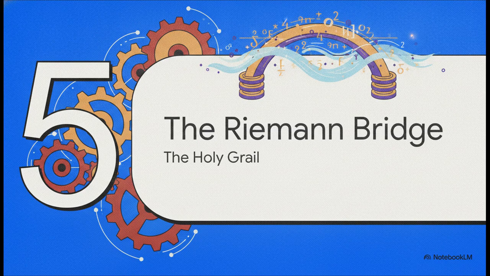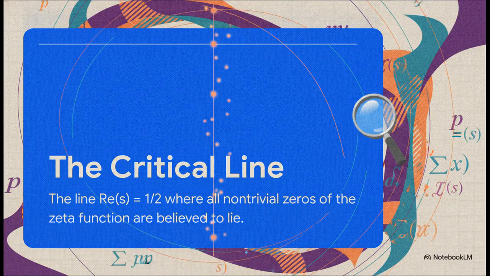Section 5. The Riemann hypothesis bridge, the Holy Grail. To understand why this structural engine is so fascinating to theorists, we have to know what the Riemann hypothesis is actually searching for. It all comes down to the critical line. The hypothesis proposes that all the non-trivial zeros of the Riemann zeta function lie perfectly on a specific vertical line in the complex plane. This is mathematically expressed as a ratio of 1/2. Essentially, 1/2 is the Holy Grail ratio where all the hidden patterns of primes are believed to balance out.